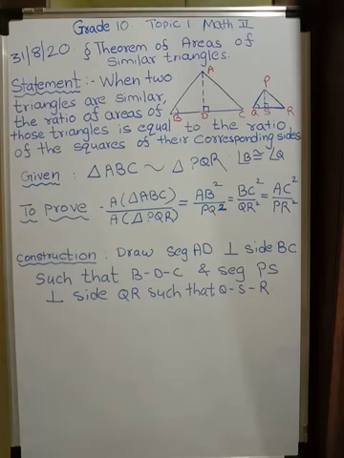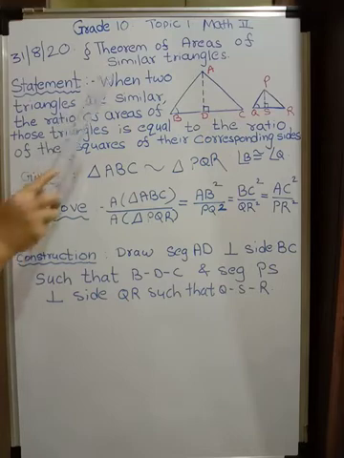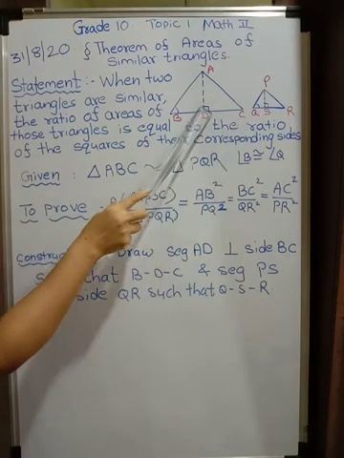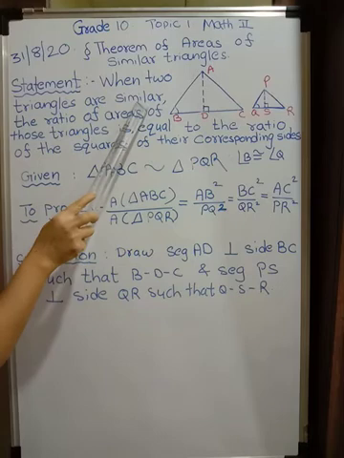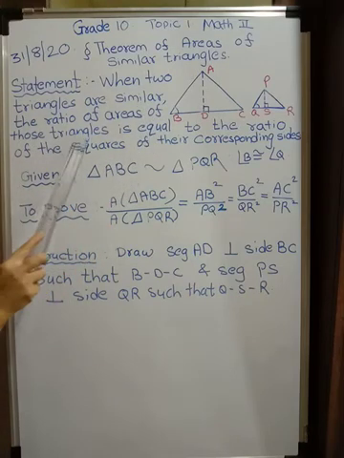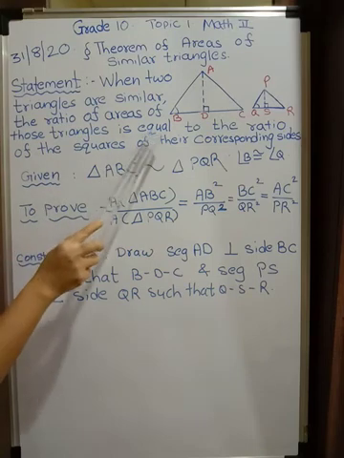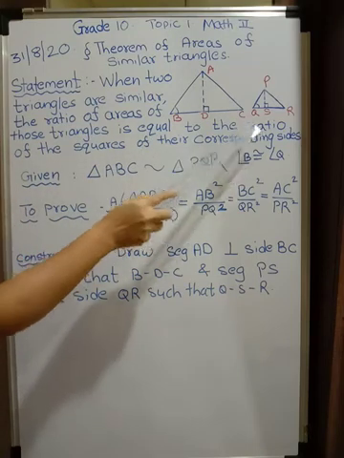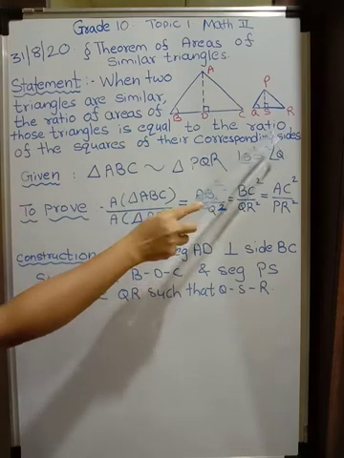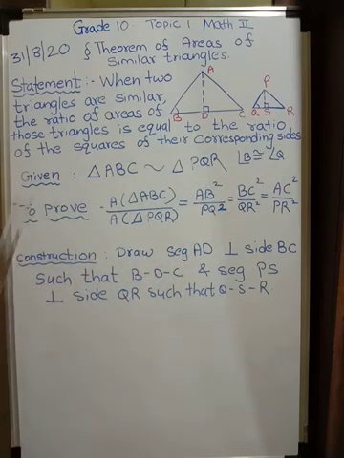Good morning, grade 10. Today we are going to see the theorem of areas of similar triangles. First let's see what the statement is when two triangles are similar. For example, these two triangles are similar. When two triangles are similar, the ratio of areas of those triangles is equal to the ratio of the squares of their corresponding sides. Now see, that means given is what?